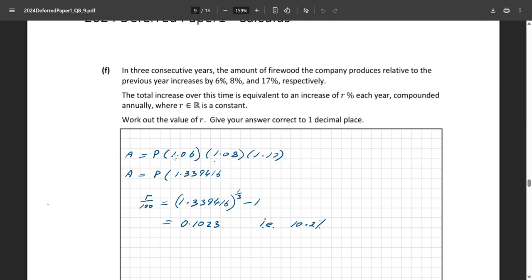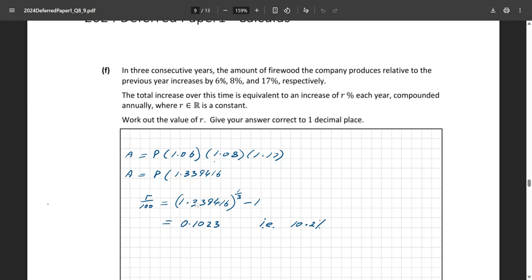So after 1 year, you've 1.06 times your firewood. After 2 years, you've 1.08 times that again. After 3 years, you have 1.17 times all of that. So your final amount is P times all of that. Now, so basically what we're saying is your amount of firewood at the end is 1.33 times roughly what you had at the start. Now in terms of interest or increase every year, what's that equal to?